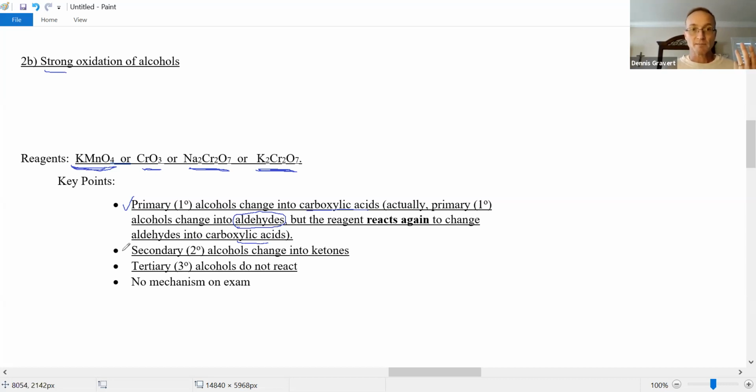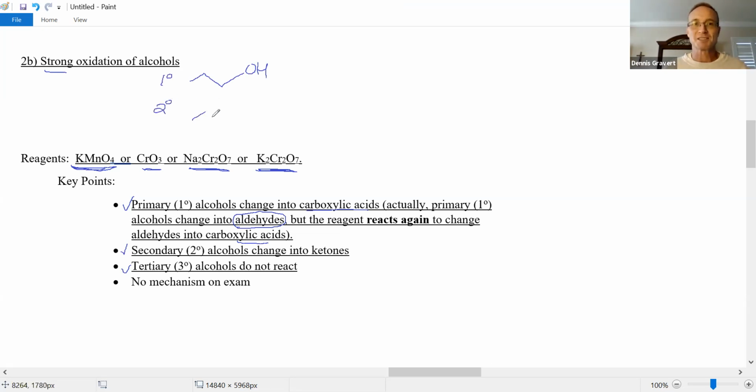Same pattern as pyridinane. If you have a secondary alcohol, you still get a ketone. If you have a tertiary alcohol, it still doesn't react. Note to chem majors: under rigorous conditions, I think it's with base, if you raise the pH and you heat it, you can get a reaction to happen. We're not going to cover that one. Okay, so examples. Start with a primary alcohol.